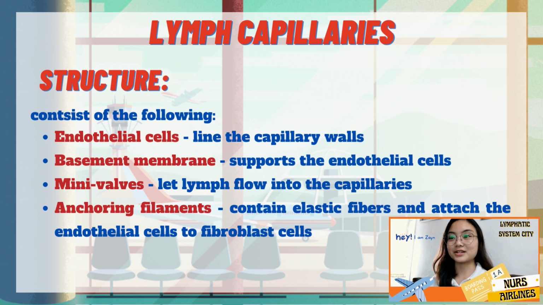These lymph capillaries consist of endothelial cells that line the capillary walls, which are supported by the basement membrane. In addition, they also contain mini valves that let lymph flow into the capillaries but not out of them. And lastly, they contain elastic fibers and attach the endothelial cells to fibroblast cells in connective tissue. Here is the figure where you can see the structure of lymph capillaries.